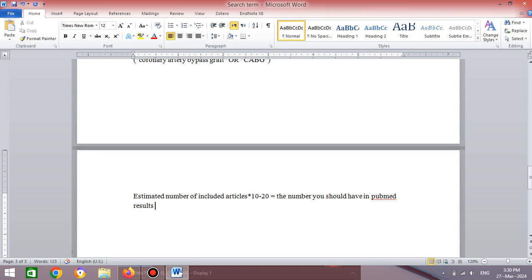However, this rough estimate may decrease. So if we included 10 papers and roughly PubMed results may be 60, do not worry, okay? However, it may be important if your PubMed results were too big. So does this mean that you have to re-edit your search term?